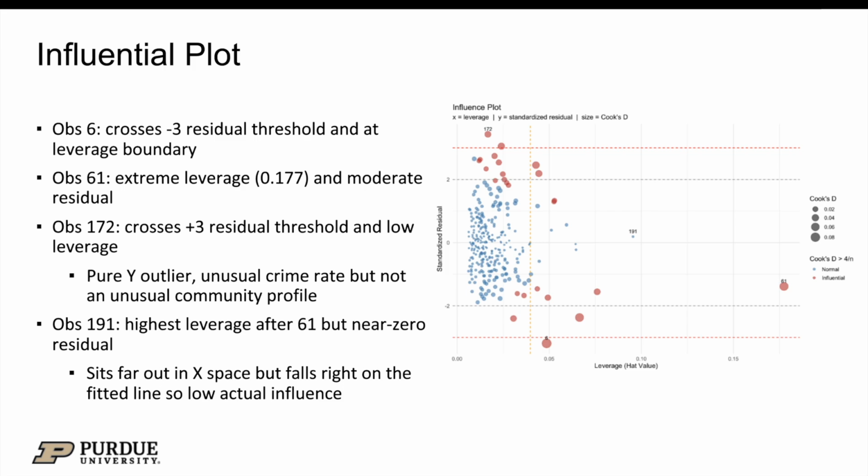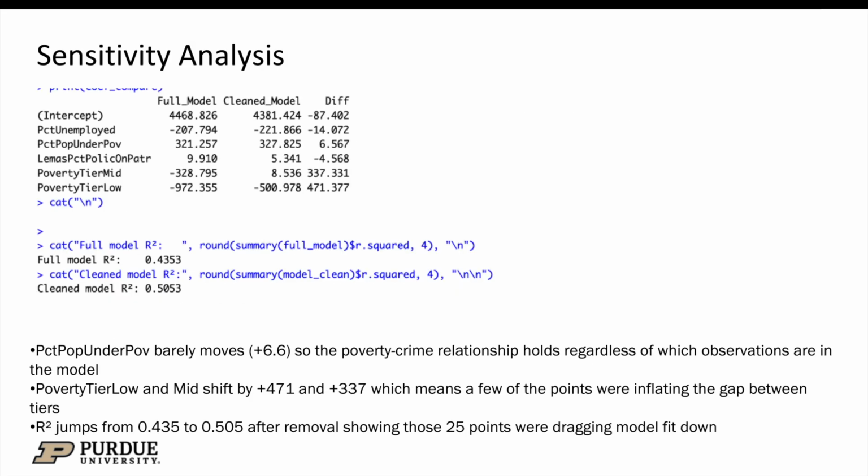Observation 6 is the worst, where there's high leverage and it crosses the -3 line, so it's bad on both fronts. Observation 61 has a leverage of 0.177, which is large, but a normal residual, so it's just pulling the fit in the predictor space. Observation 172 is the opposite, where it has a massive residual but low leverage, so it's just a community with a weirdly high crime rate for its profile. And observation 191 has high leverage, but lands almost exactly on the fitted line, so it's not doing too much.